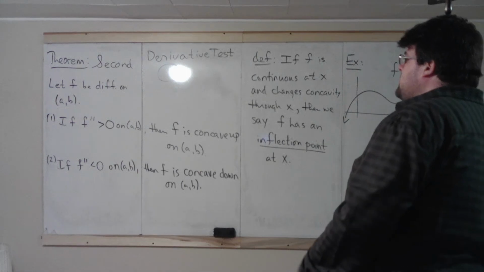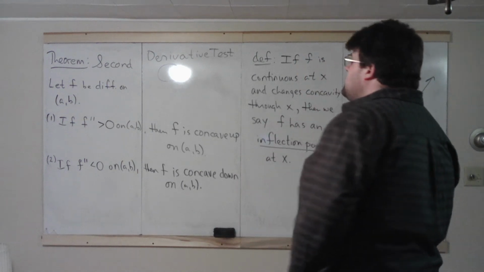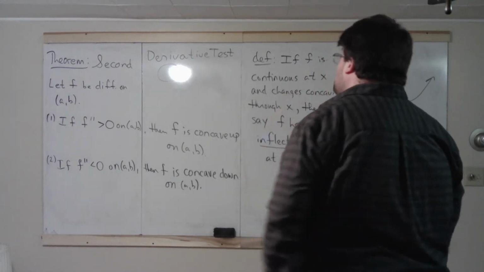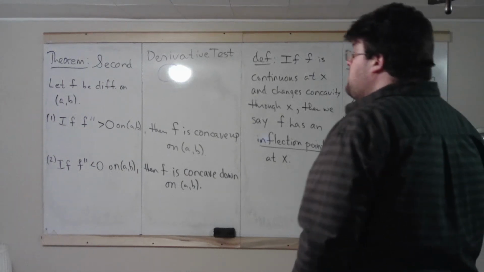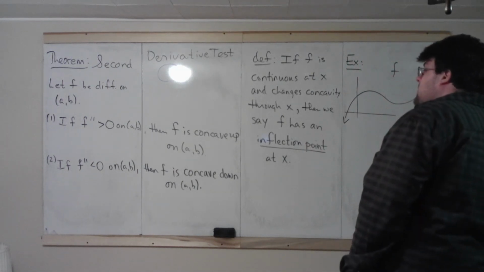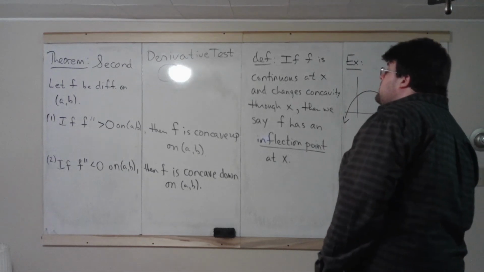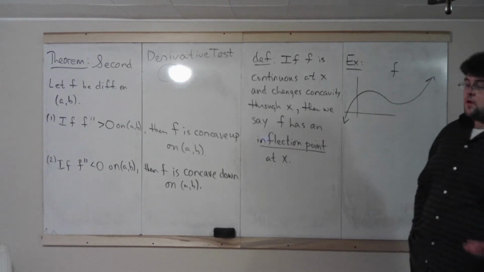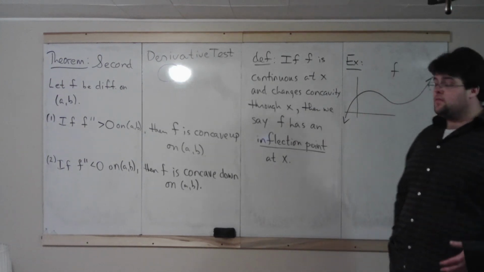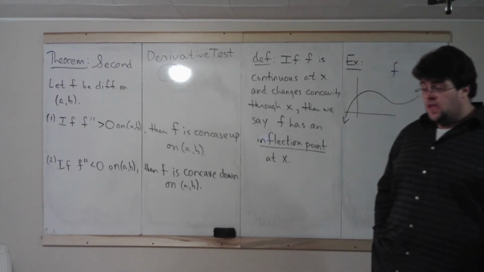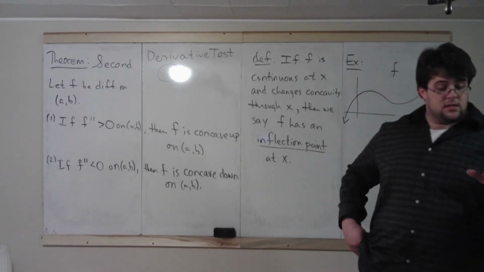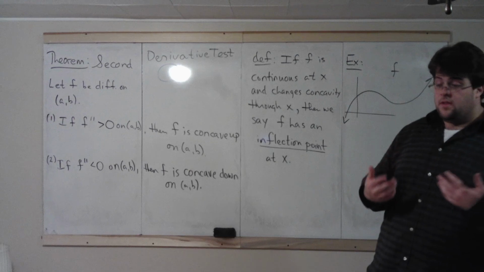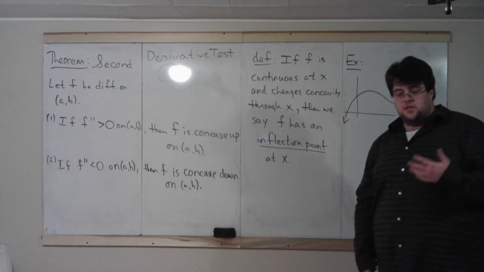The second derivative test. Let f be differentiable on a to b. Two parts. First part, if the second derivative, f prime prime, is positive on a to b, then f is concave up on a to b. And that follows from the previous discussion, where we applied the first theorem of this lecture to the second derivative. The first theorem said, in general, if a derivative is positive, then the function itself is increasing. So technically we're applying the first theorem to the first derivative rather than just a function.